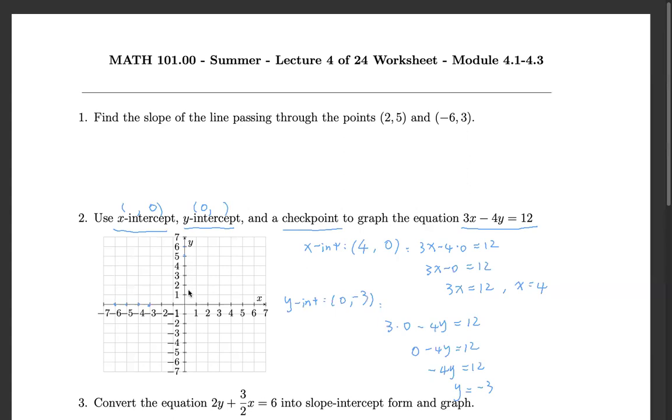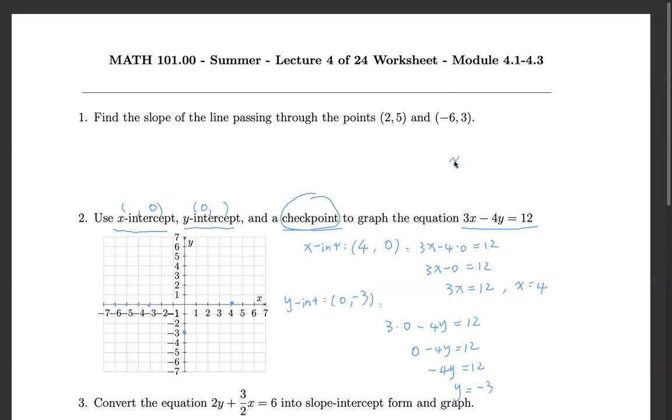So let's graph those two. (4, 0), the point is here. (0, -3), the point is here. So this is the y-intercept, this is the x-intercept. Well, we want to also graph a checkpoint. For a checkpoint, we can let x be any value we want.